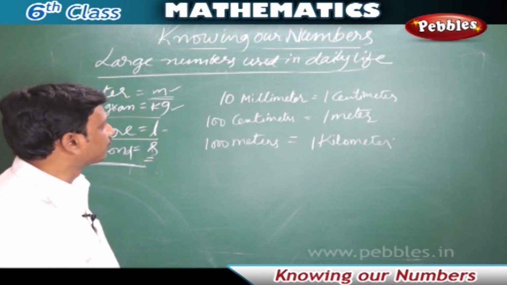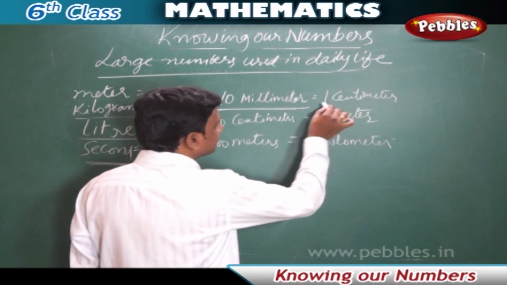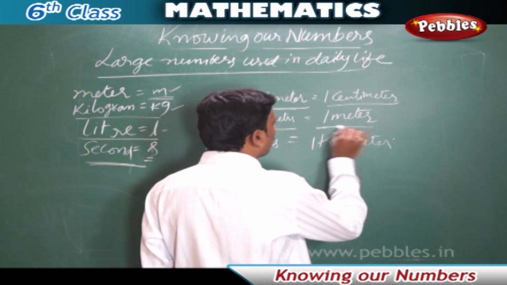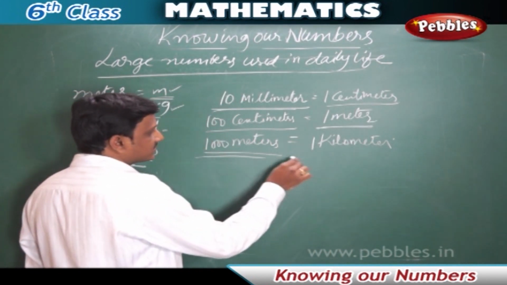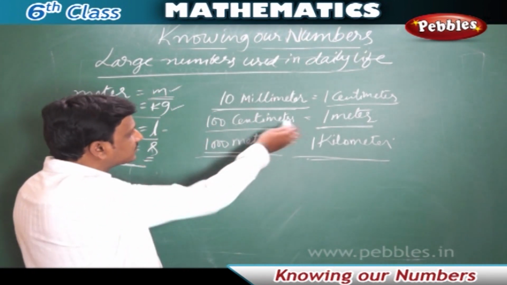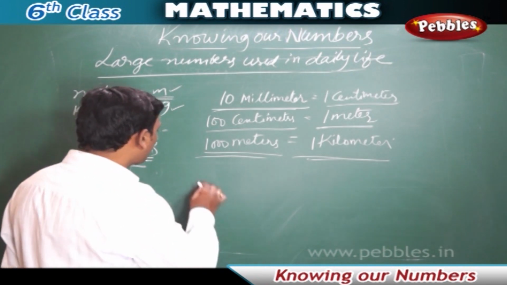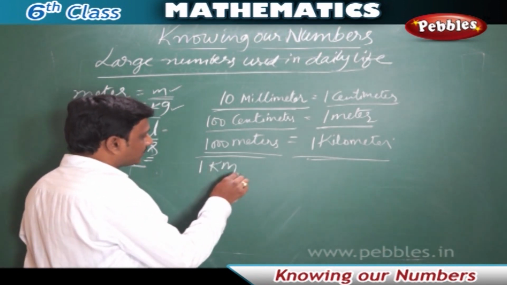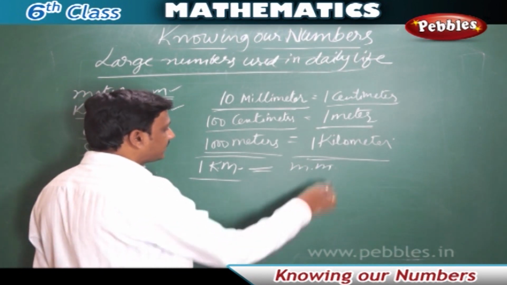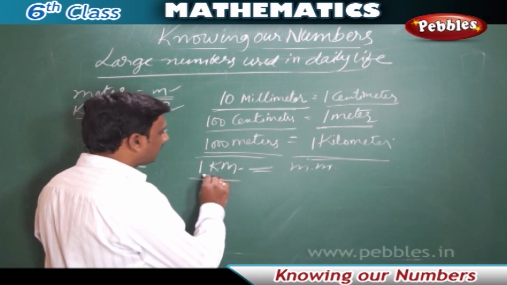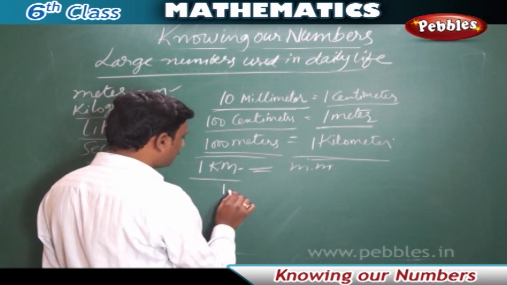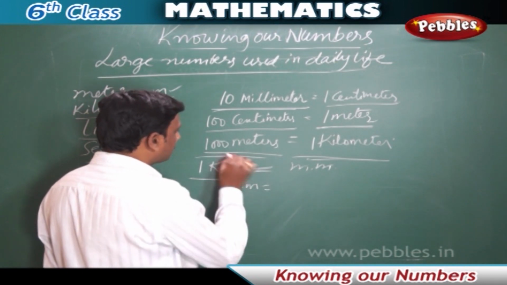Now let us see the conversion of a meter. 10 millimeters is equal to 1 centimeter. 100 centimeters is equal to 1 meter. 1000 meters is equal to 1 kilometer. So now by using these relations, if we want to express 1 kilometer in millimeters, how many millimeters is 1 kilometer? So let us write 1 kilometer. Take this relation. 1 kilometer is equal to 1000 meters.